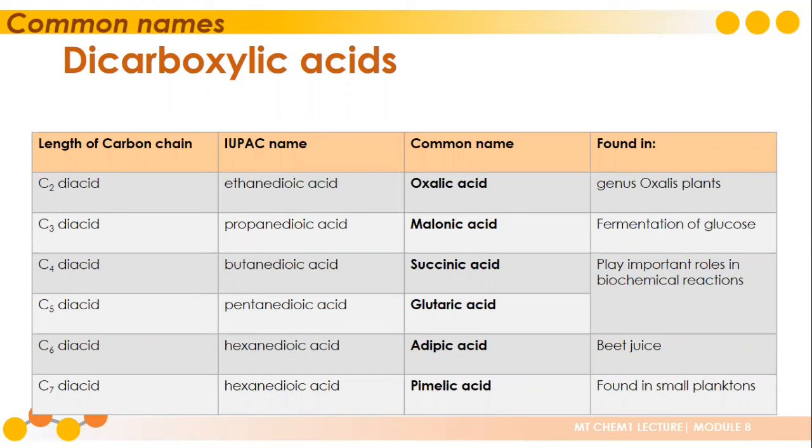C4 diacid, or butane dioic acid, with the common name succinic acid, and pentane dioic acid with the common name glutaric acid. Both of these play important roles in biochemical reactions. C6 diacid, or hexane dioic acid, with the common name adipic acid, can be found in beet juices. C7 diacid, on the other hand, with the IUPAC name heptane dioic acid, sorry, that's a typo, and with the common name pimelic acid, is found in small planktons.